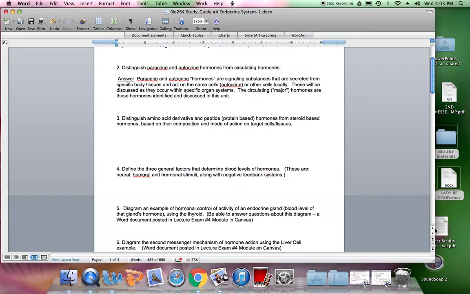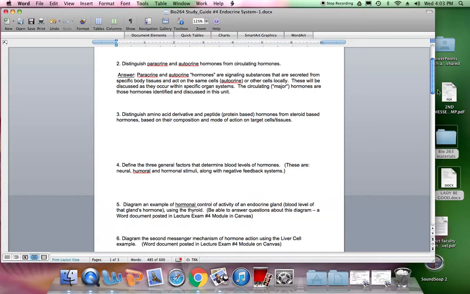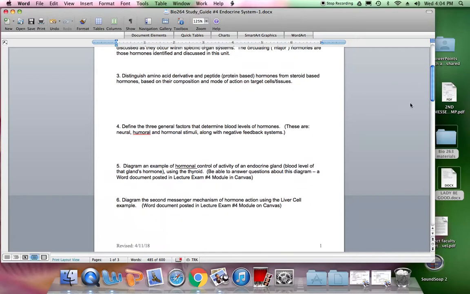homeostasis. Number 5, here we have this diagram of a hormonal control of activity of an endocrine gland, or the blood level of that gland's hormone, using the thyroid. You don't actually need to diagram it, but I want you to understand it. So be able to answer questions about the diagram. It's a nice summary showing an example of a hormonal control. That means a hormone controls the release of another hormone.